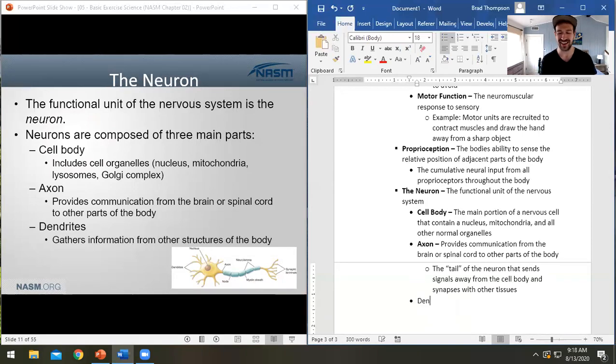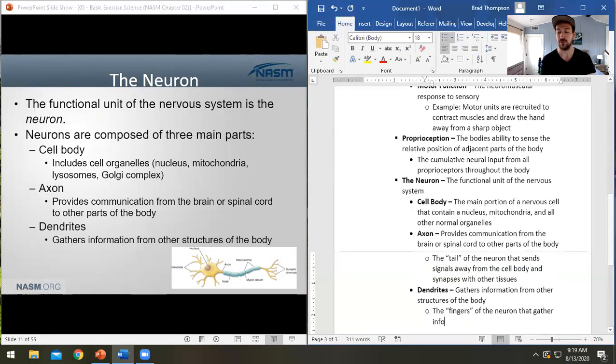Then we've got our dendrites, which are going to gather information from other structures of the body, right? So the dendrite is the fingers of the neuron that gather information and send it towards the cell body.